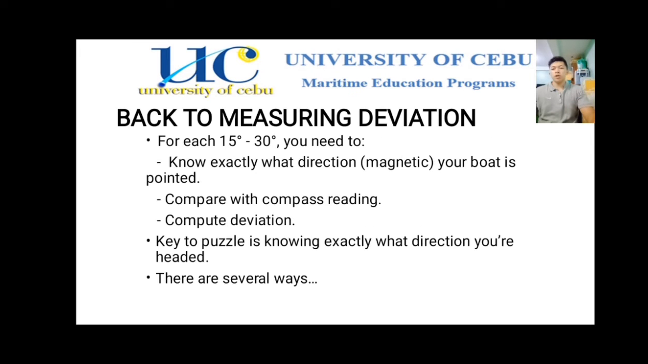In measuring deviation, for each 15 degrees to 30 degrees, we first have to know exactly what direction our boat is pointed. Next, compare with the compass reading and then compute the deviation. So the key to the puzzle is knowing exactly what direction our ship is headed. There are several ways of knowing our heading. So let's have Cadet Johnson continue the discussion.